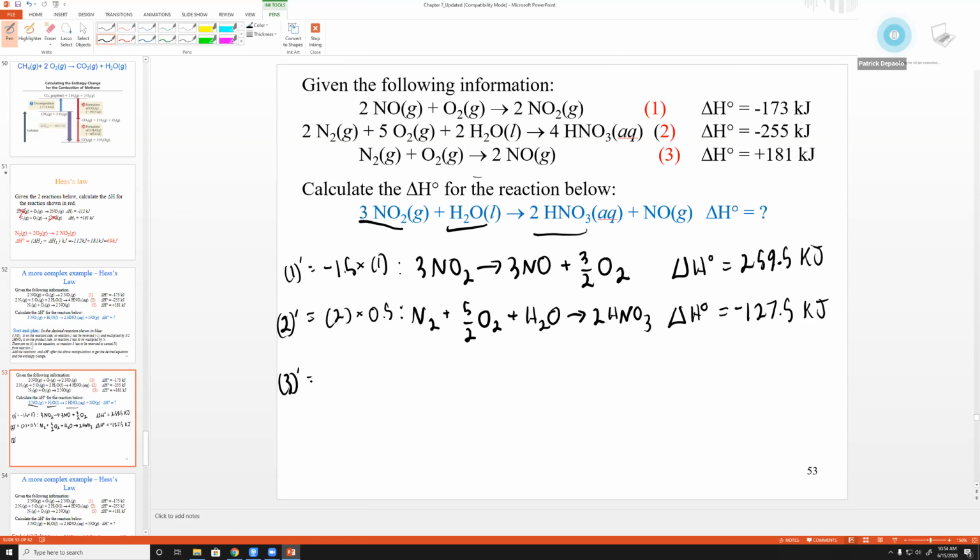So 3 prime equals negative 1 times 3 because we're just flipping it. So it's going to be 2 NO yields N2 plus O2, delta H enthalpy equals minus 181 kilojoules. Okay, is there any questions on what I did so far before we do the canceling?